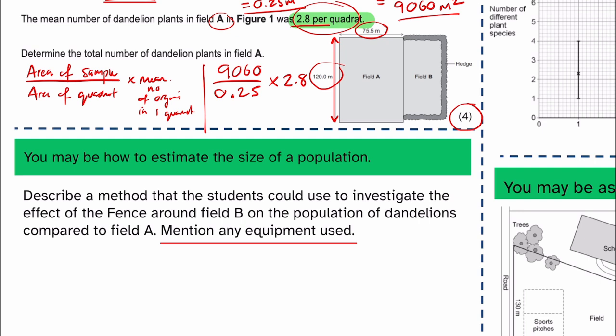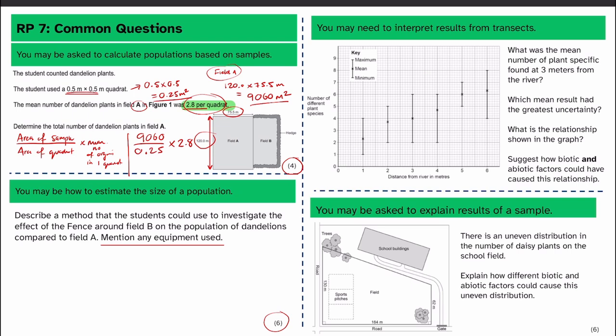Then what they would do is the area of the field divided by the area of the quadrat to figure out how many quadrats would go in the field, and multiply that number by the mean number of organisms in one quadrat. That will give them an estimated population size of the organisms in field B. Okay, and that would be worth 6 marks.